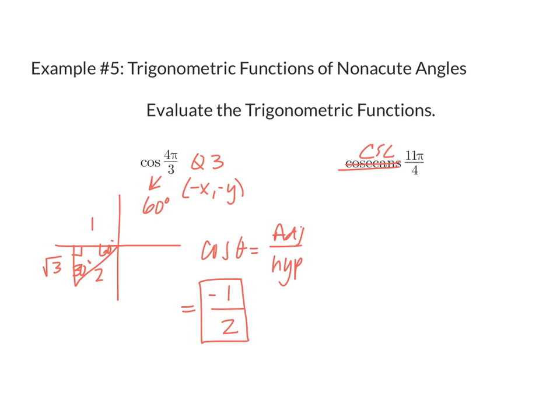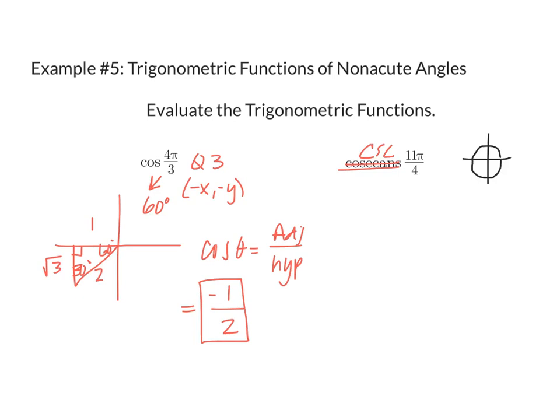All right, cosecant of 11 pi over 4. Well, first we need to figure out where 11 pi over 4 is. Well, it's past 4 pi over 4, which would be pi. Double that would be 8 pi over 4. So that means that it's not in quadrant 3 or 4.